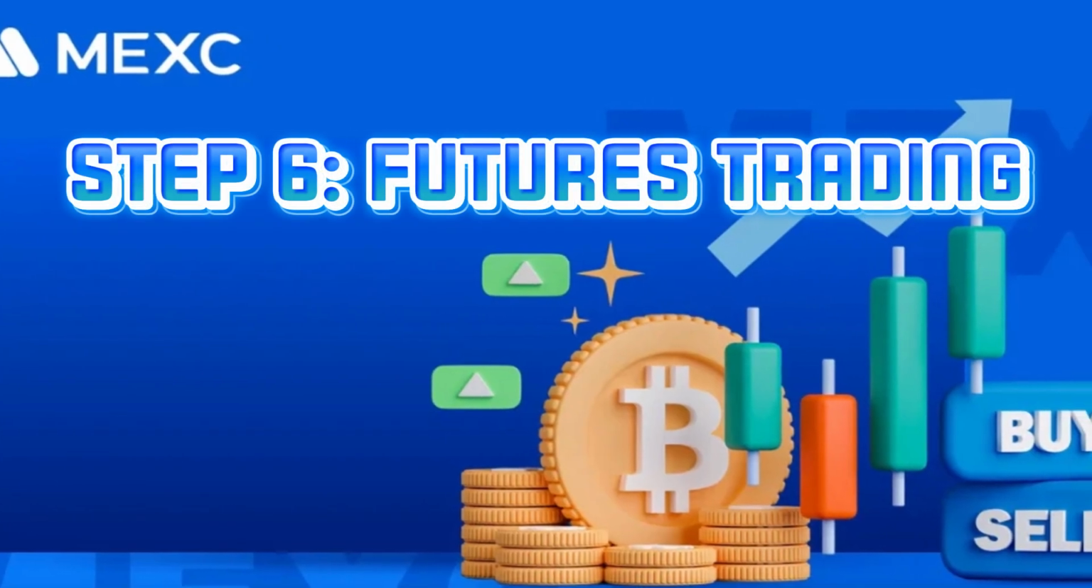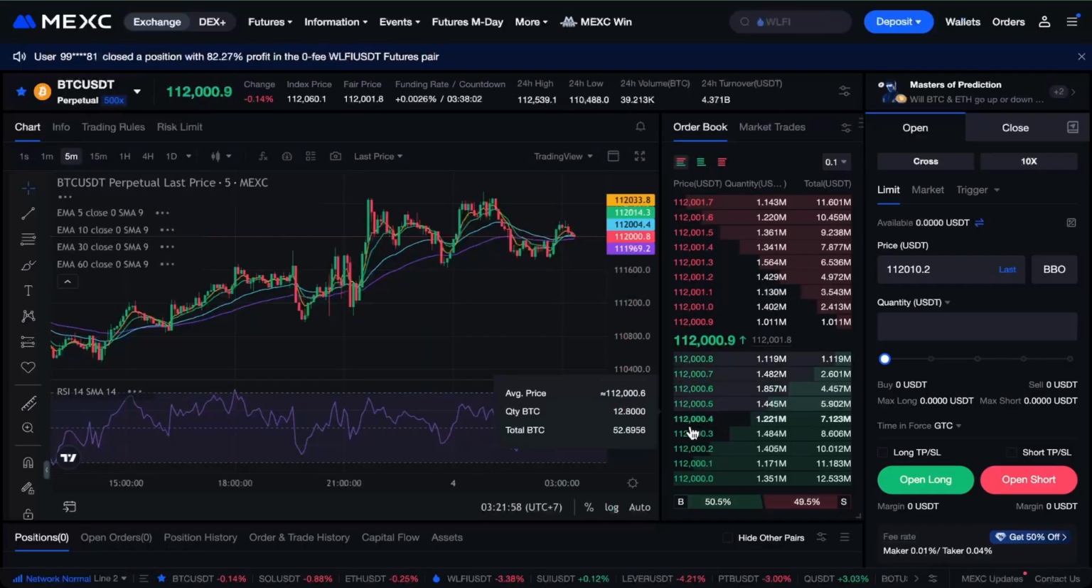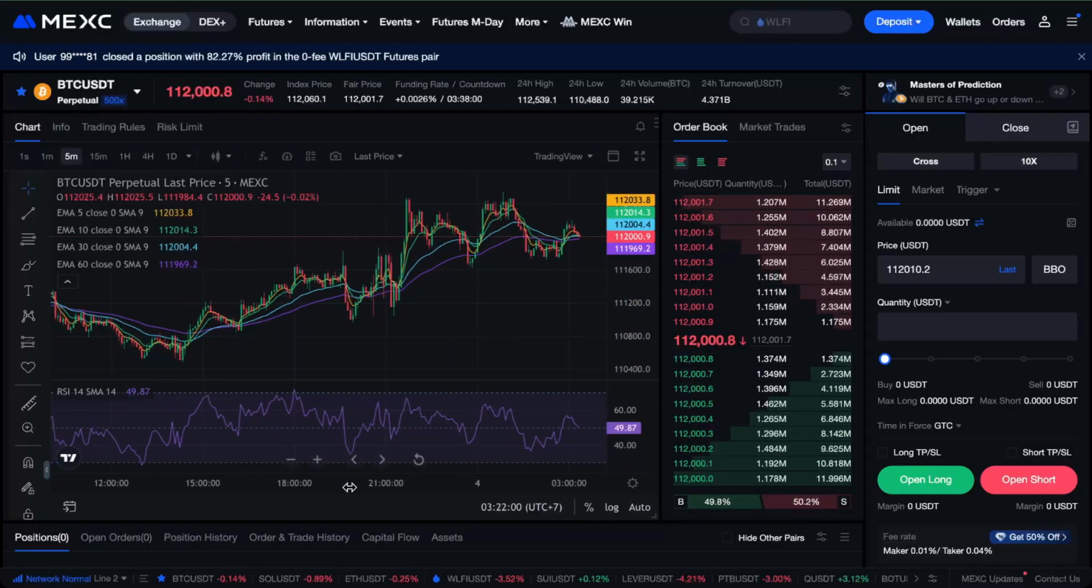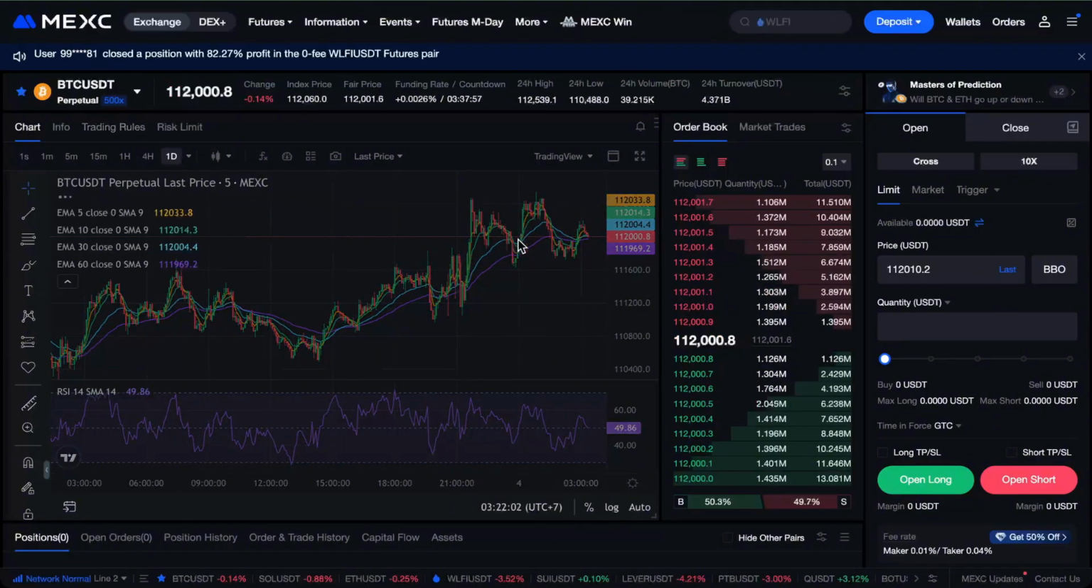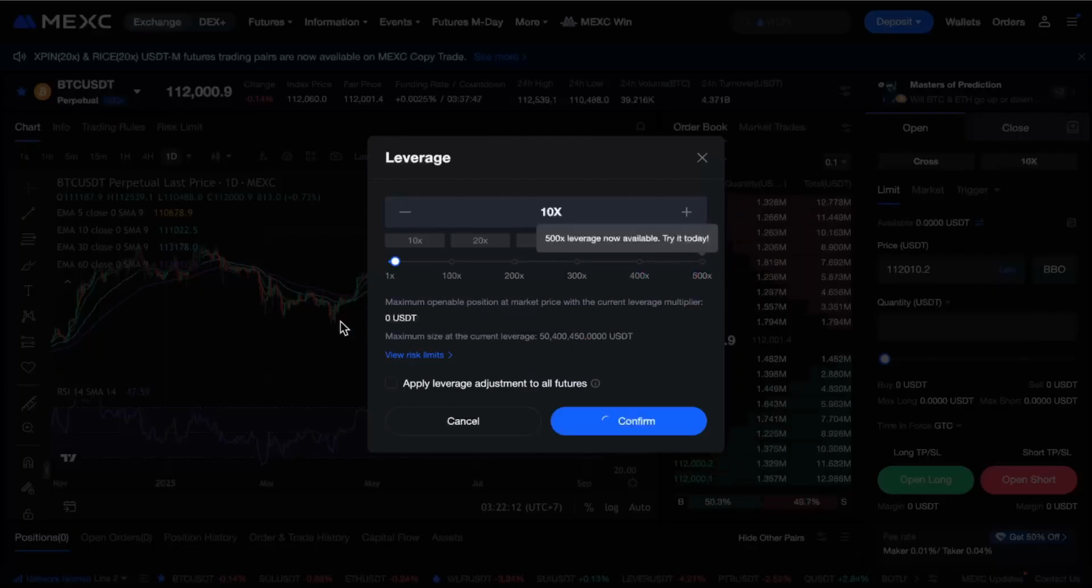Step 6, trading on futures. Now let's move to the futures tab. And this is where MEXC really shines. MEXC is known for having some of the lowest fees and highest leverage in the industry. If you're a futures trader, that's a big deal.